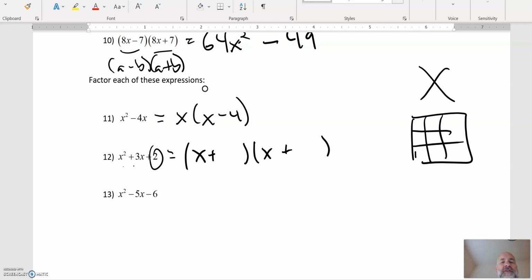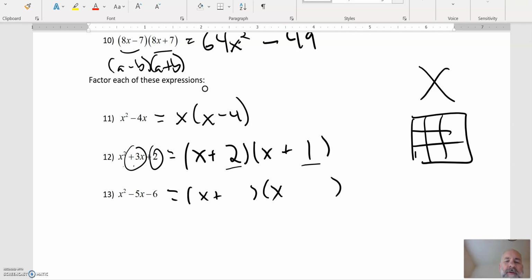And then the 2, how would I get the 2? That's from multiplying these 2 together. How could you make 2 by multiplying 2 numbers? It's 2 and 1. That's the answer. And then you have to check just to make sure the middle term works, and it's 3x. So show what you know. I know it's x and x. Ooh, 6. That could be 6 and 1, that could be 2 and 3. I don't know. Skipping it, moving on to the next one.